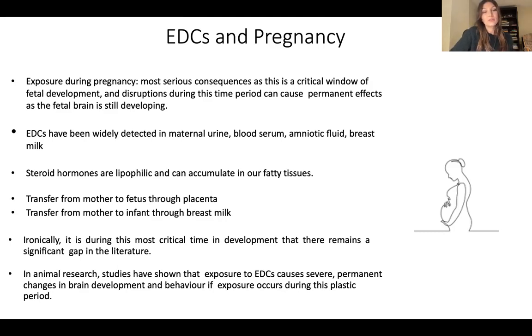And the transfer can occur from the mother to the fetus through the placenta and from the mother to the infant through breast milk. So ironically, it's actually during this most critical time in development that there remains a significant gap in the literature. And in animal research, studies have shown that exposure to endocrine disruptors can cause permanent changes in brain development and behavior if exposure occurs during this plastic period during pregnancy.